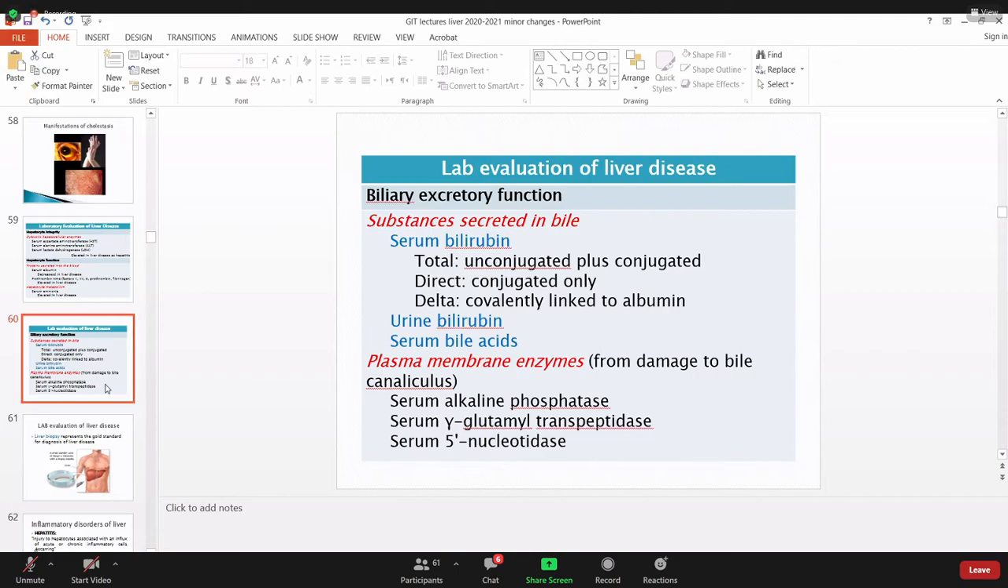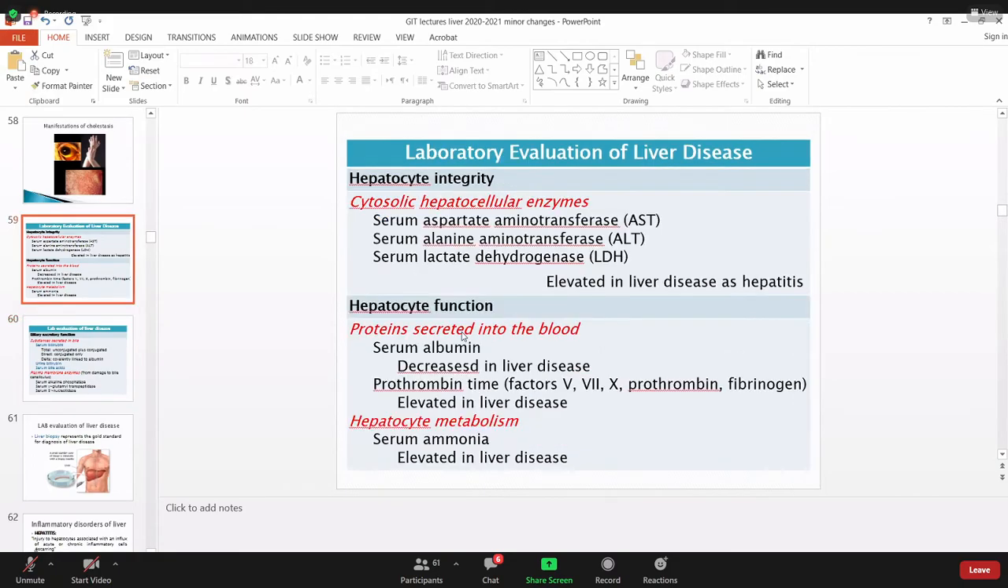People who have injury to the hepatocytes, when there is injury to the bile duct, they give these: serum bilirubin, serum bile acids, nucleotidase.